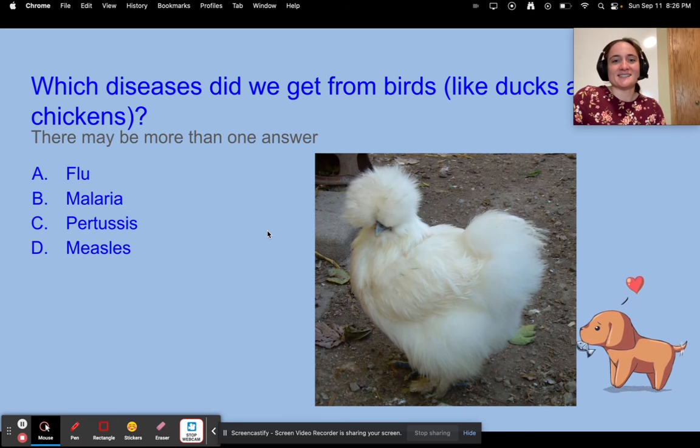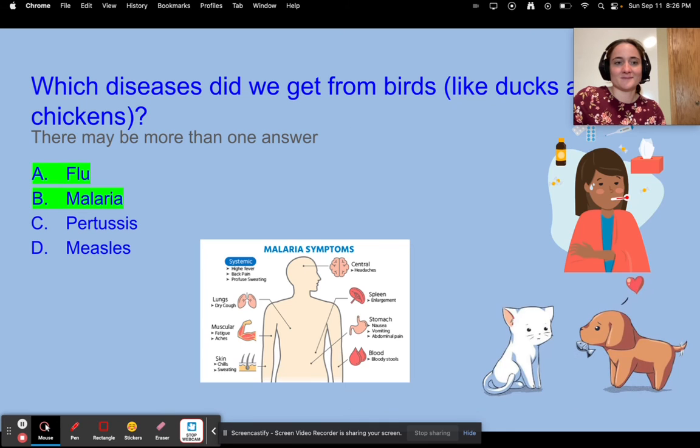All right, which diseases did we get from birds like ducks and chickens? That's right, we get flu and malaria. If you've ever heard of the bird flu before, it's literally the bird flu. And then also malaria, which you probably are like, wait, don't you get that from mosquitoes? Yes, you can get it from mosquitoes as well, but chickens were the first to give it to us.